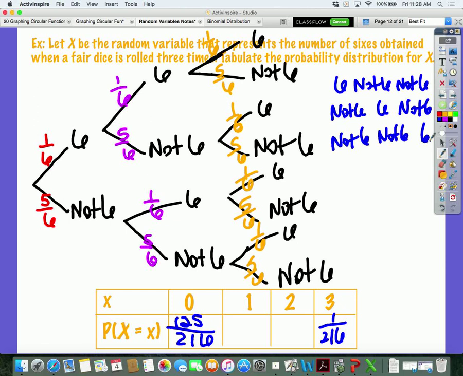The first one is 25 over 216. They're all the same, so it's 75 over 216.